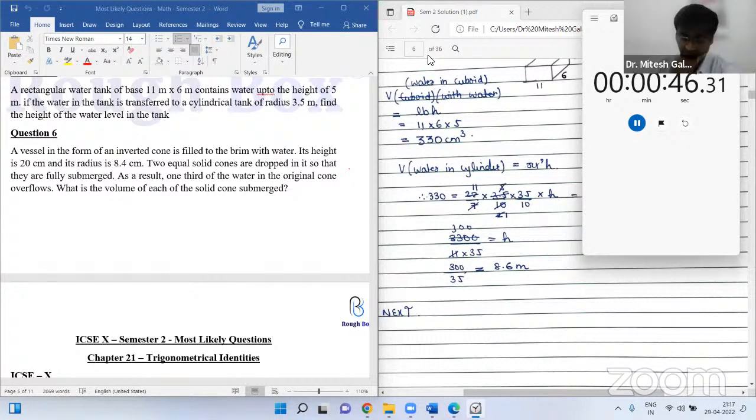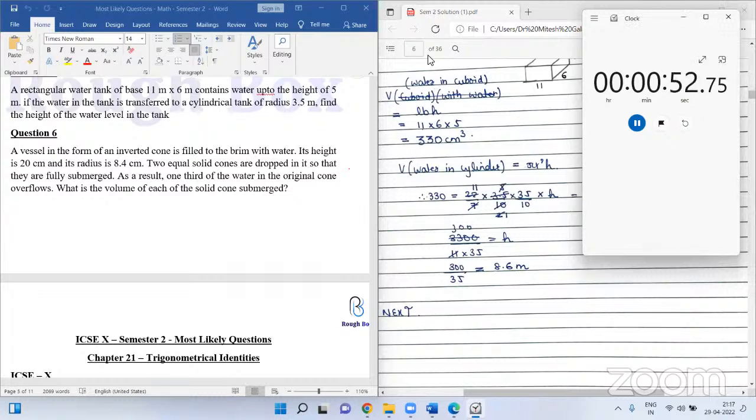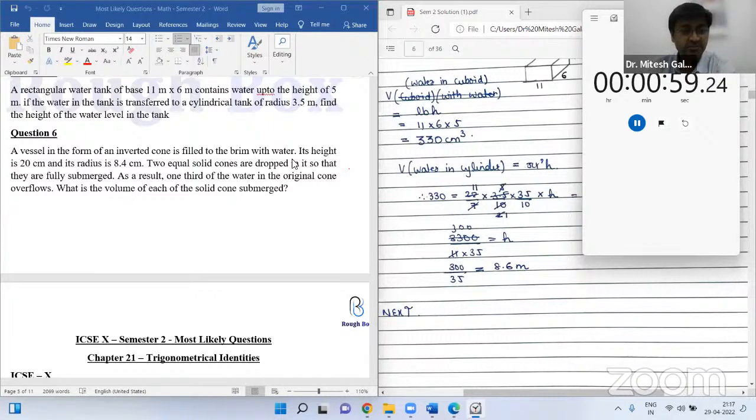Got this, everybody? Sir, slant height is needed. Slant height is needed in this. A vessel in the form of an inverted cone is filled to the brim with water. Height is 20, radius is 8. Two equal solid cones are dropped in it, fully submerged. As a result, 1/3 of the water spills out. Find the volume of the solid cone.